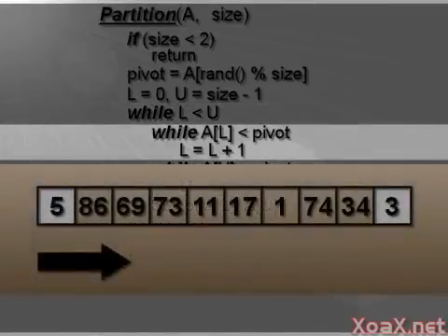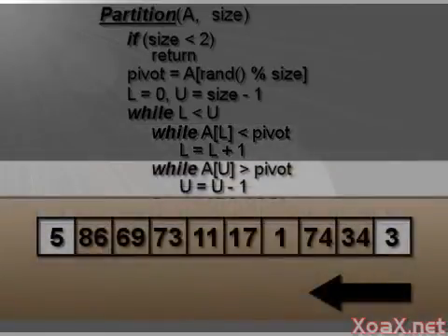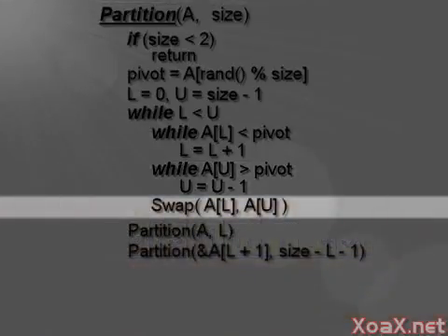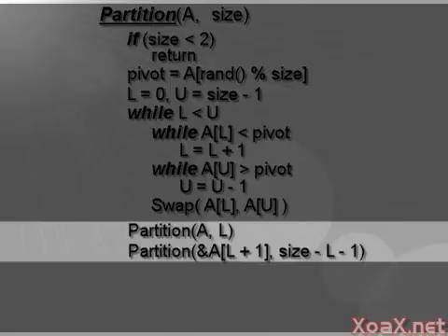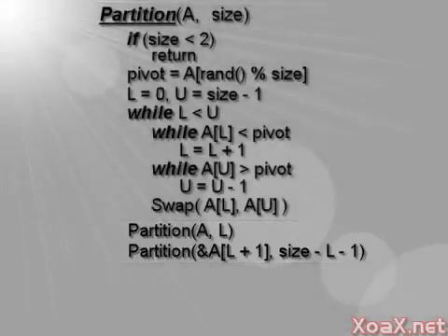Inside this while loop, the lower index skips over elements that are smaller than the pivot, and the upper index skips over elements that are larger than the pivot. Whenever the L index is at an element that is greater than or equal to the pivot, and the U index is at an element that is less than or equal to the pivot, we swap the elements at these indices. When L equals U, the array is partitioned, and we call partition on each of the new partitions recursively. This recursion eventually sorts the entire array.